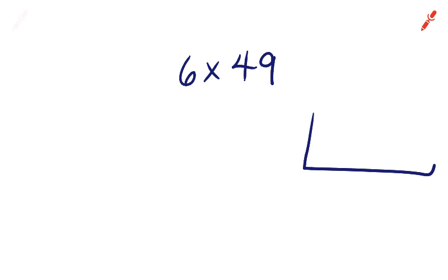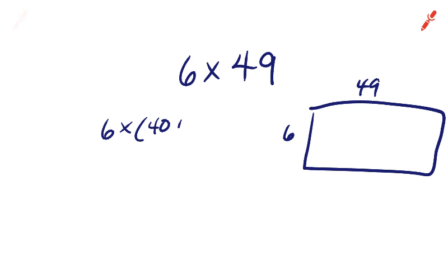We're going to do 6 times 49, all right? So you can either do this with a rectangle, 6 and 49, or you can do it 6 times 40 plus 9. I just gave you a hint there, okay? And then multiply it this way.